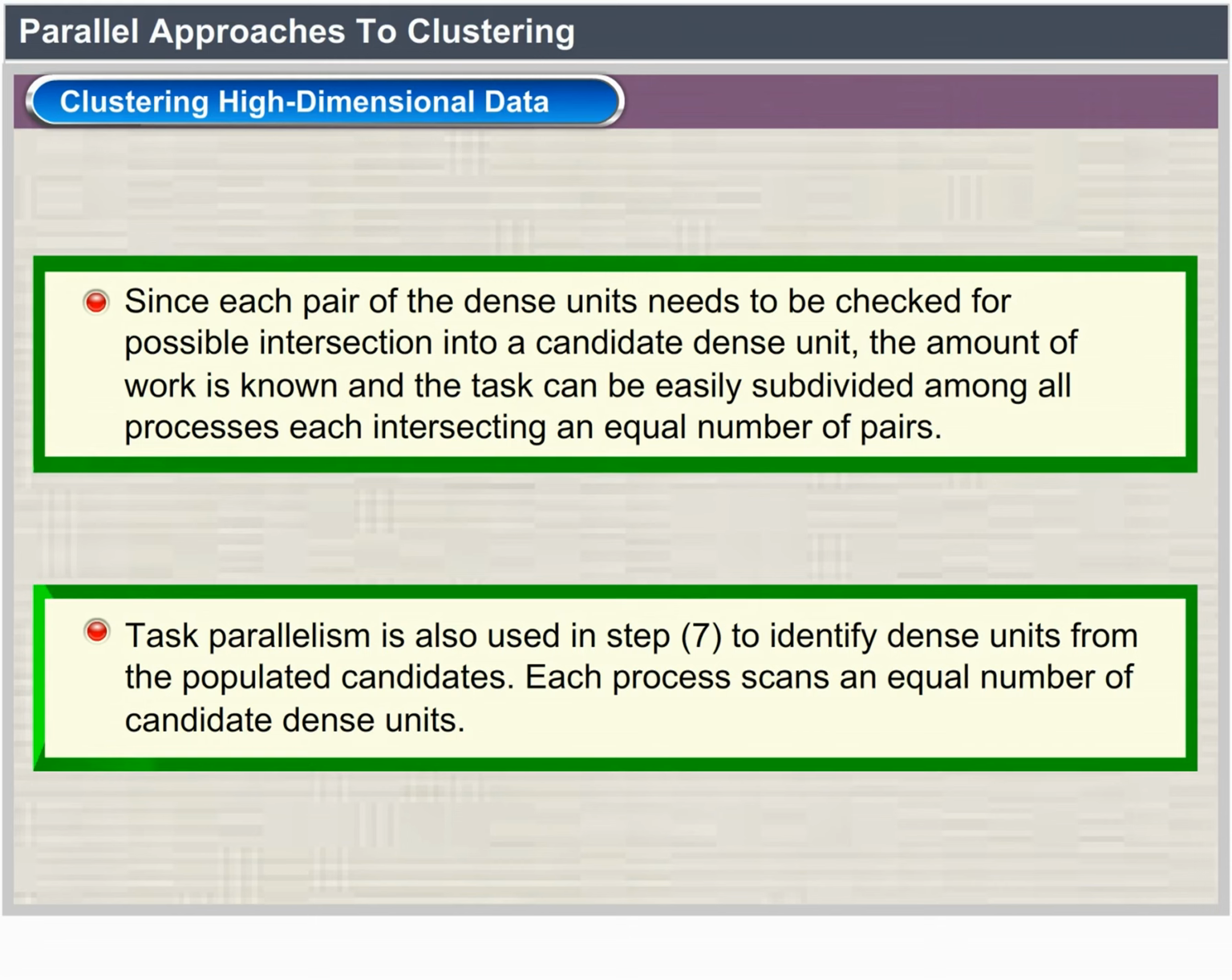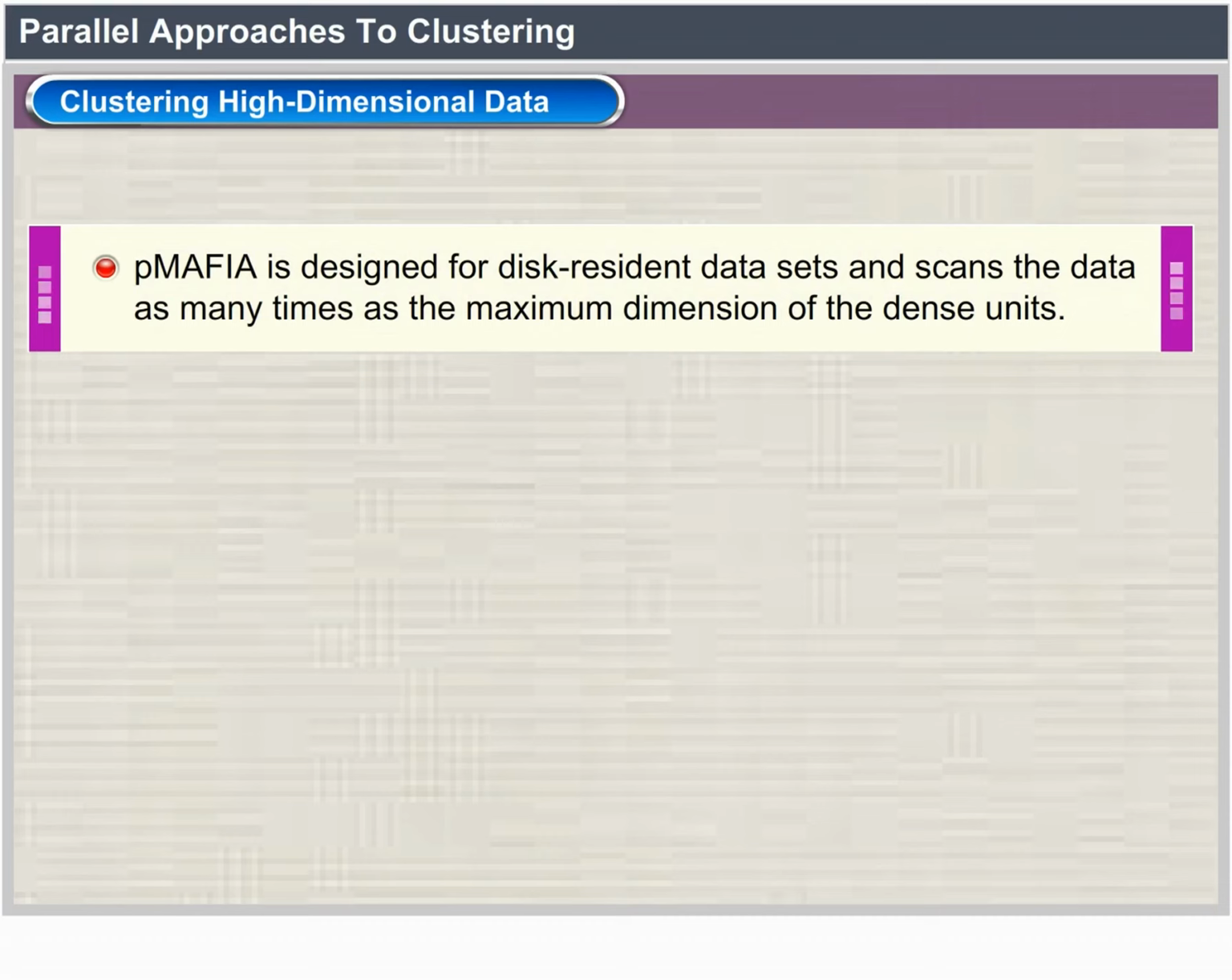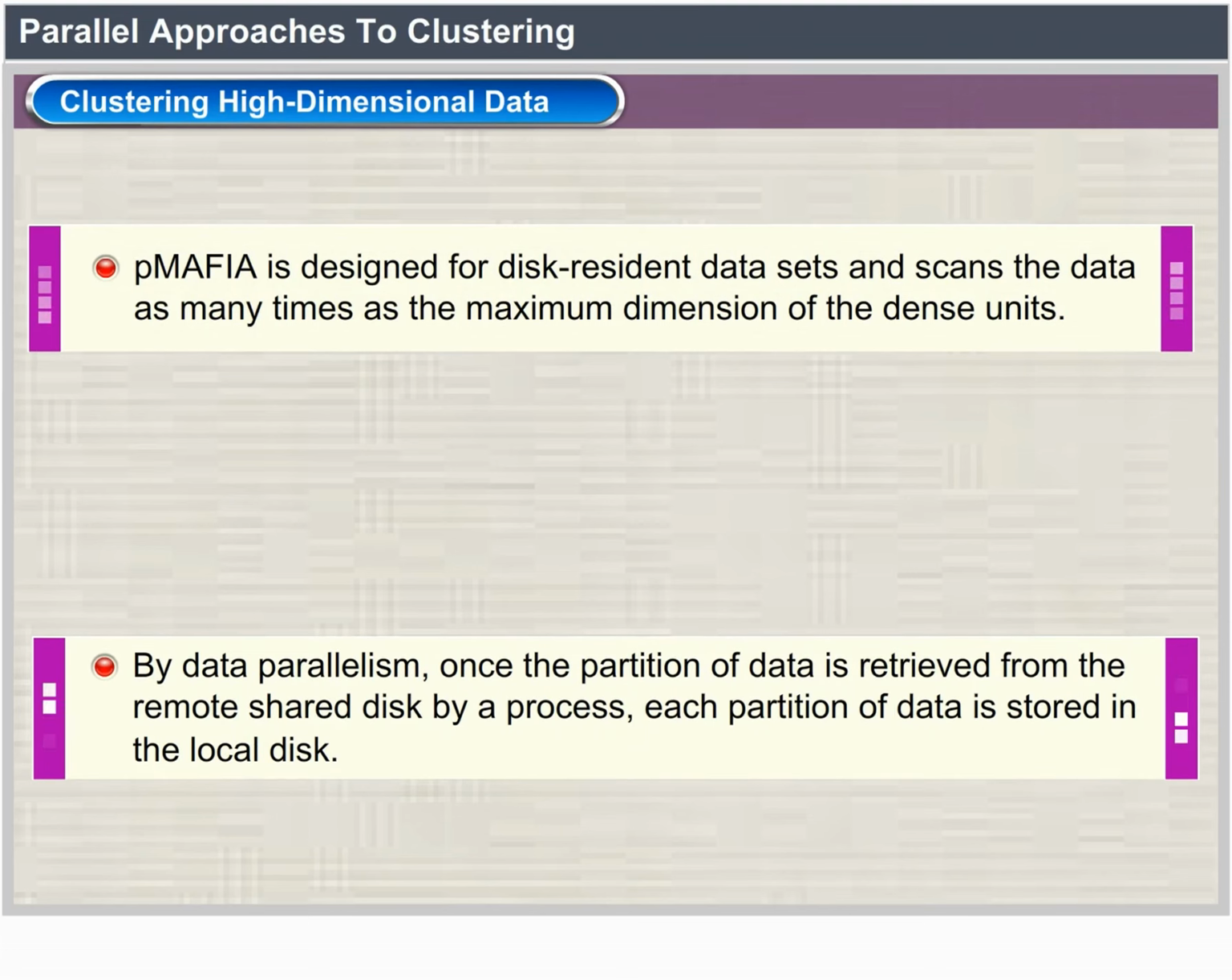PMAFIA is designed for disk-resident data sets and scans the data as many times as the maximum dimension of the dense units. By data parallelism, each partition of data is stored in the local disk once it is retrieved from the remote shared disk by a process. That way, subsequent data accesses can see a much larger I/O bandwidth.